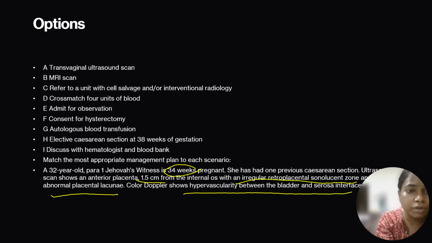She's 34 weeks, and the ultrasound is also showing some sort of this finding. So you go for TVS, MRI, refer to a specialist unit, cross match 4 units of blood, admit for observation, consent for hysterectomy, autologous blood transfusion, elective section, and discuss with the hematologist and blood bank. So you go for MRI.